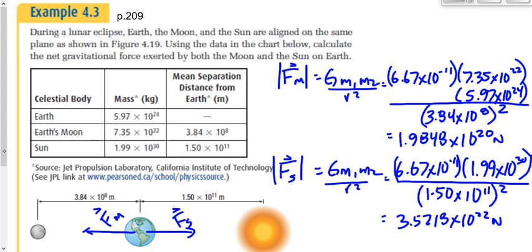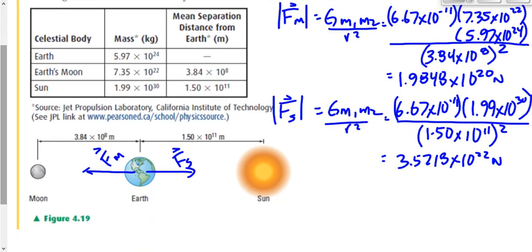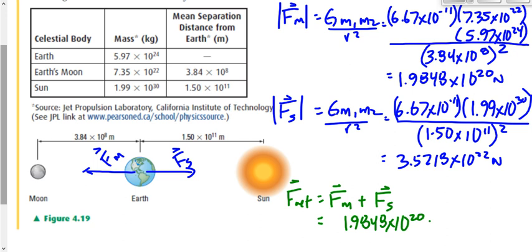Now it's time to combine them, just like we did back in our dynamics unit, just like we did earlier on in this unit when we were solving vertical circular motion problems. We'll say F net is equal to the sum of the forces: the force of the moon on the Earth, plus the force of the sun on the Earth. Force of the moon is 1.9848 times 10 to the 20 newtons, and the force of the sun on the Earth is 3.5218 times 10 to the 22 newtons.